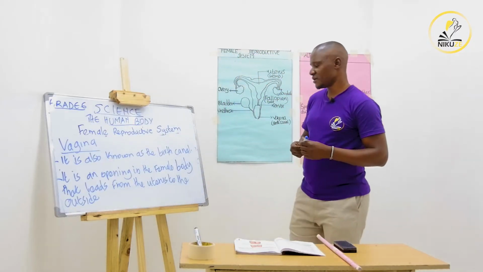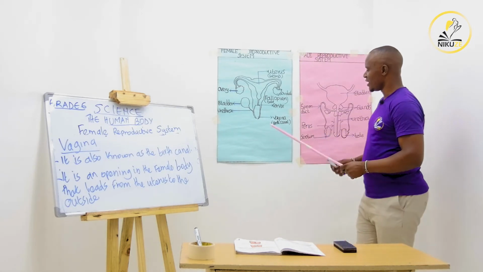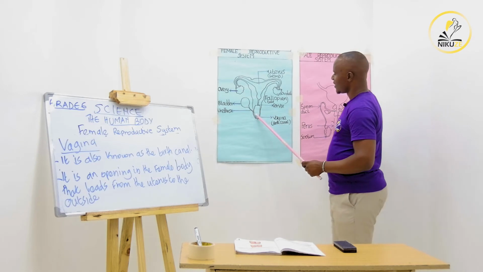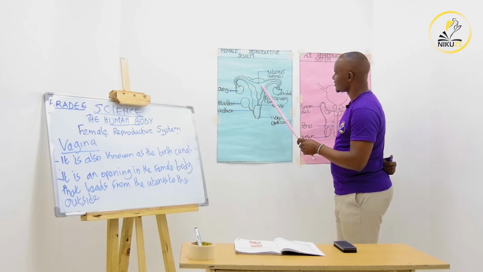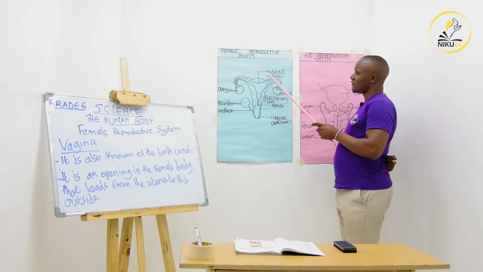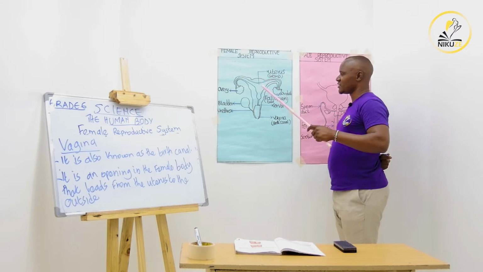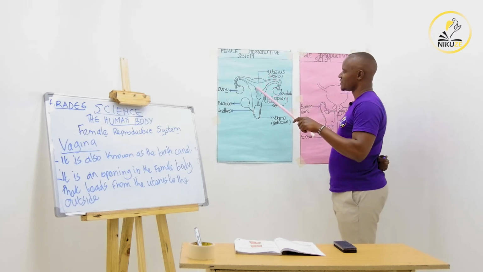It is an opening in the female body that leads from the uterus to the outside. So here we have got the vagina, and then the uterus is here. Now, during the growth of the baby, we've said that once the zygote is formed, it attaches itself on the uterine wall, which is here.